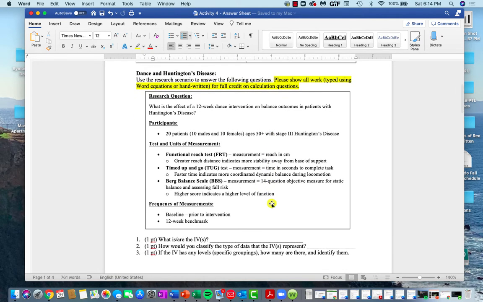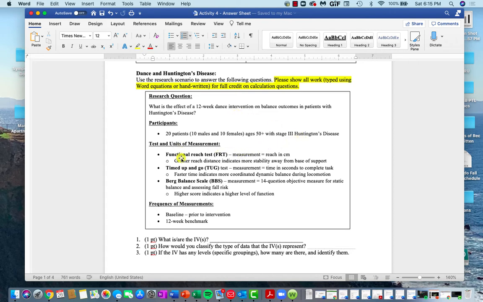Basically what I've given you is a single research design. This is actually pretty similar to a research project that I'll be doing hopefully starting in January. So it kind of mimics a real situation, right? In kinesiology, we're specifically looking at postural control in individuals with Huntington's disease. So I kind of created this fictional sample size. You're looking at what the effect of a 12-week dance intervention will do to balance outcomes in these patients.